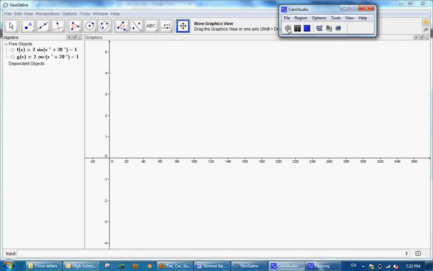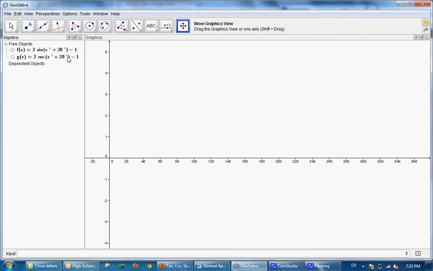All right, so we're going to talk about graphing cosecant, which is the same idea as graphing secant. Cosecant is related to sine. If you look at the picture over here, I want to graph cosecant right here. The really nasty cosecant I want to graph is 2 times cosecant x degrees plus 20 degrees minus 1. So it's a pretty nasty equation.